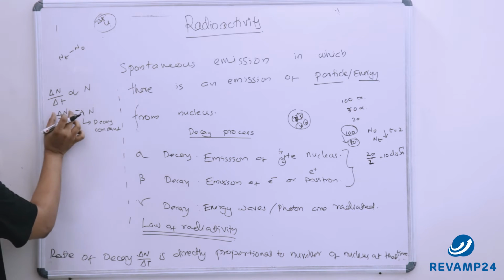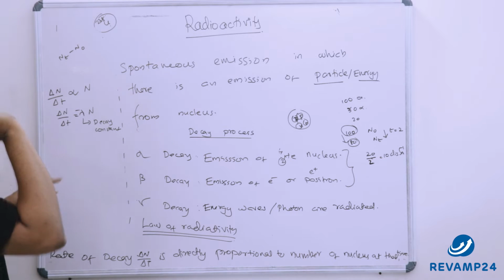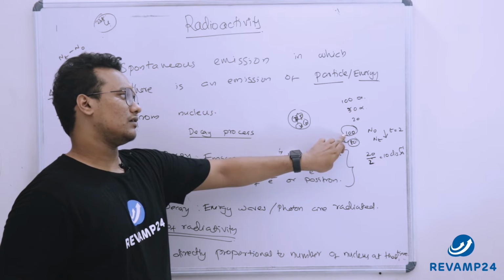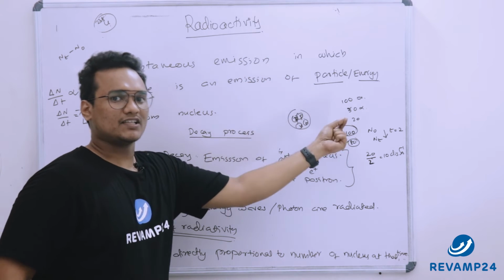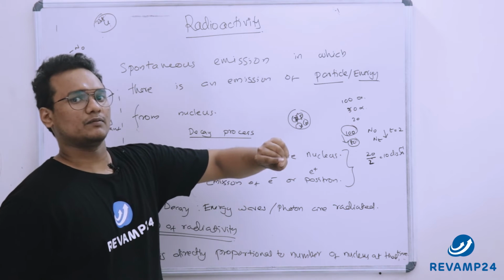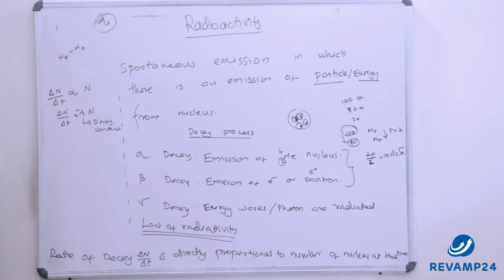If you are taking delta as final minus initial, here it would be 80 minus 100, that will become minus 20, but we have 20 disintegrations per second. Just to adjust that, I am keeping a negative sign here.